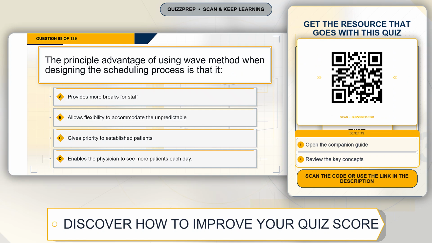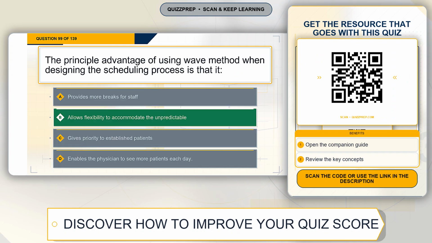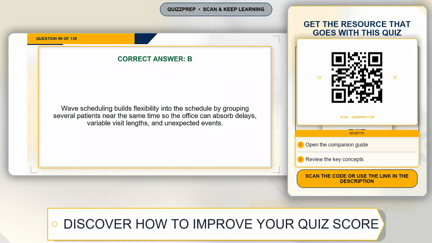Question 99. The principal advantage of using wave method when designing the scheduling process is that it, option A, provides more breaks for staff. Option B, allows flexibility to accommodate the unpredictable. Option C, gives priority to established patients. Option D, enables the physician to see more patients each day. The correct answer is option B, allows flexibility to accommodate the unpredictable. Explanation. Wave scheduling builds flexibility into the schedule by grouping several patients near the same time so the office can absorb delays, variable visit lengths, and unexpected events.